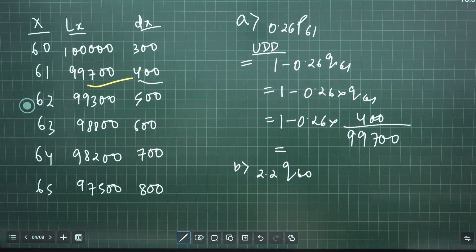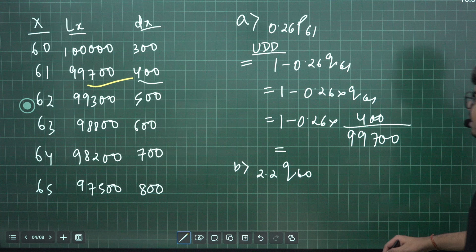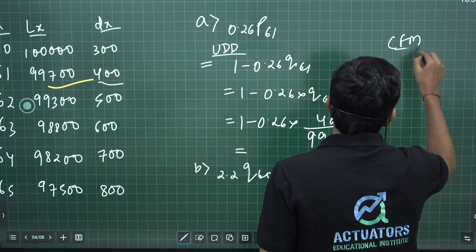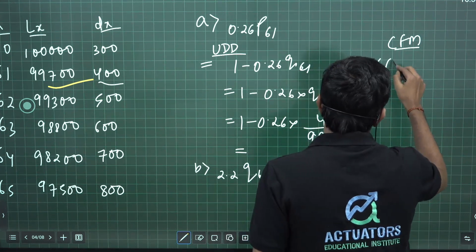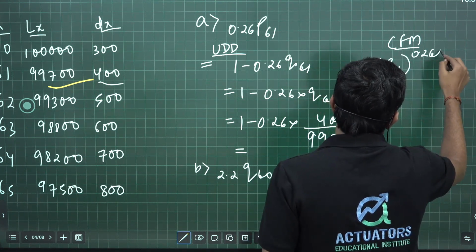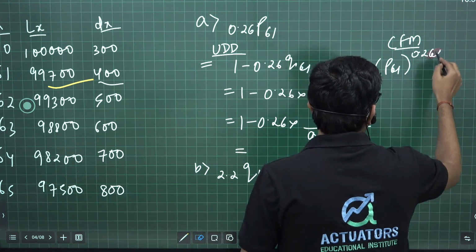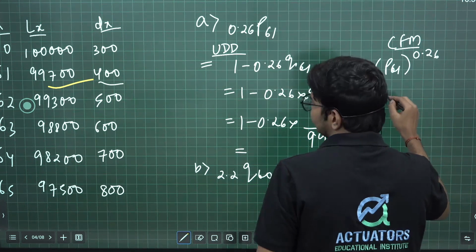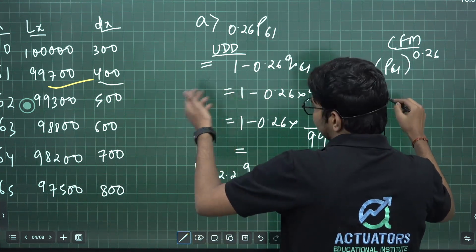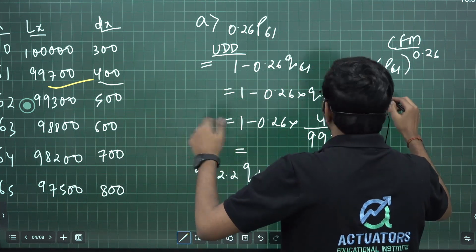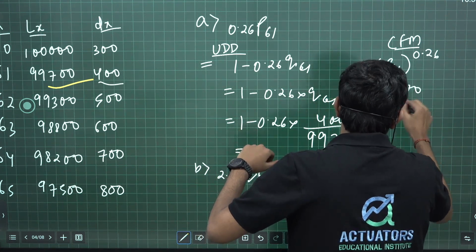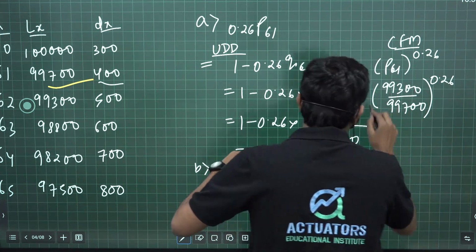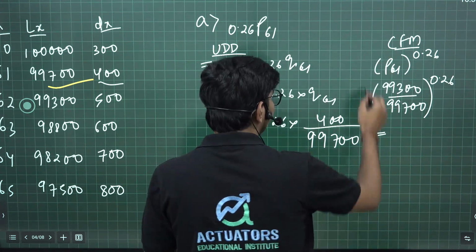Okay, now let us say I were to try this exact same question using the CFM assumption. Then I would have done this as P61 whole to the power 0.26. P61 essentially means L62 by L61. So I am a part of 99,700, and I want to be a part of 99,300, whole to the power 0.26, and solving this I will get my answer.